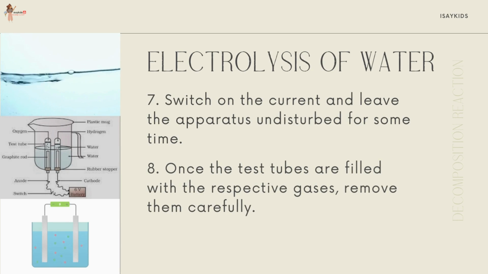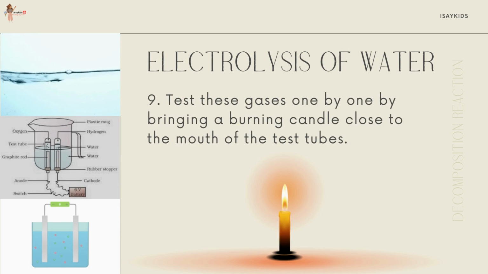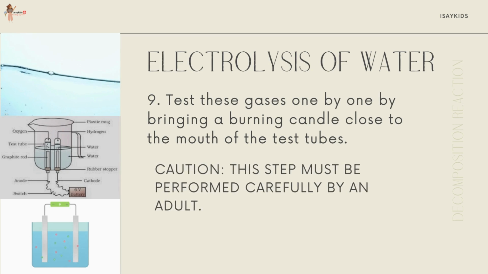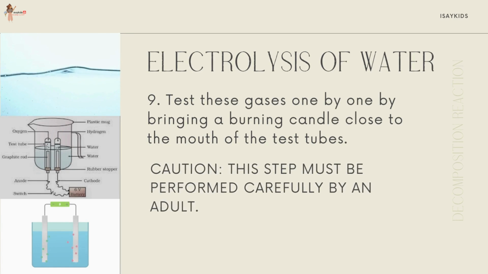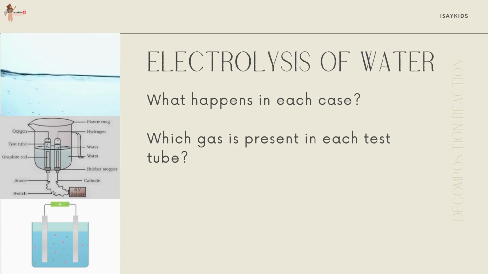Once the test tubes are filled with the respective gases, remove them carefully. Test these gases one by one by bringing a burning candle close to the mouth of the test tubes. Be cautious, this step must be performed carefully by the teacher. Now, what do you think happened in each case? Which gas is present in each test tube?